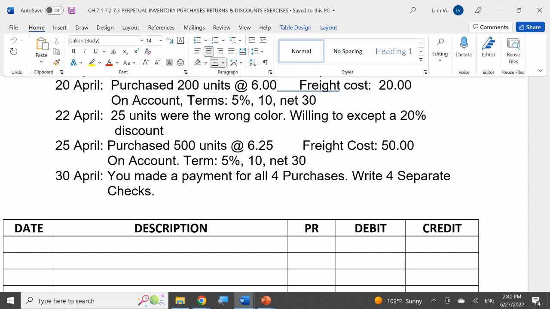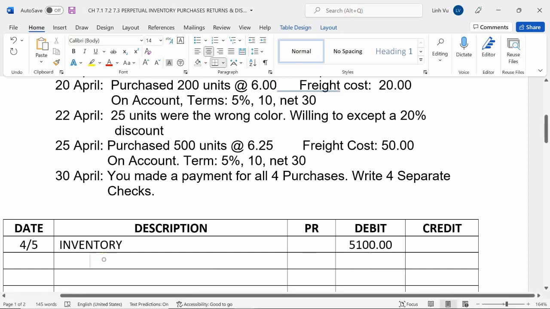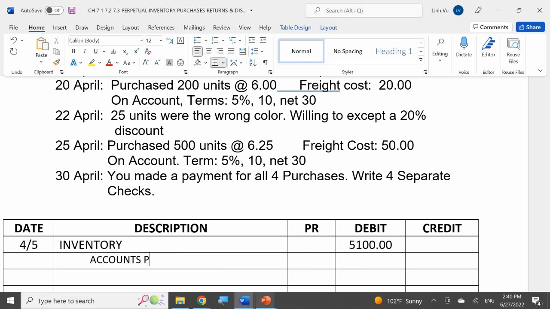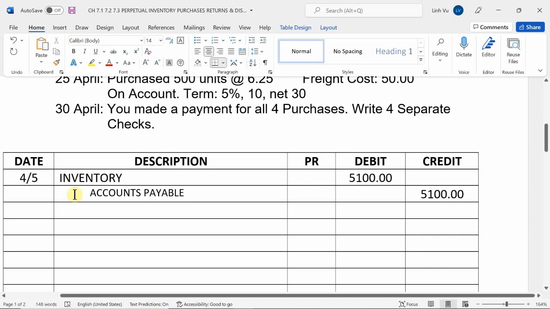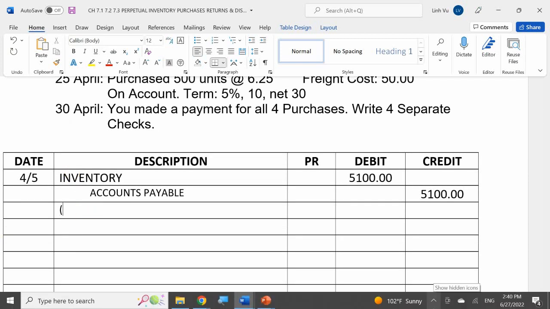Inventory, you would debit the 5,100. So inventory for $5,100. And then you bought it on account, so it would be accounts payable for the same 5,100. Good. And of course, your description could be whatever you want. So in this case, I'm going to say that I purchased 1,000 units at $5 each.